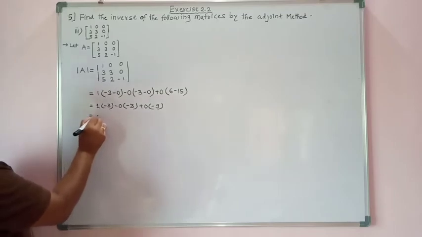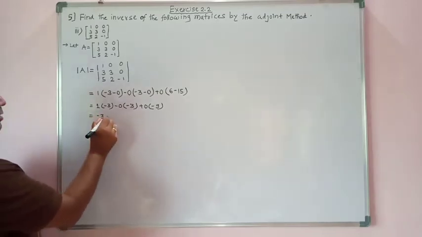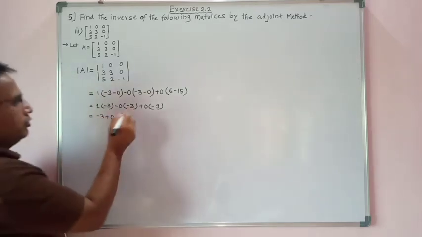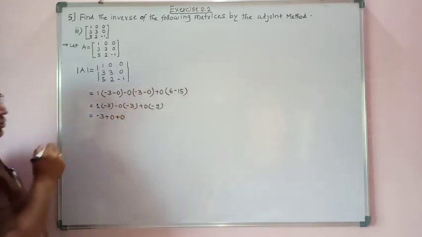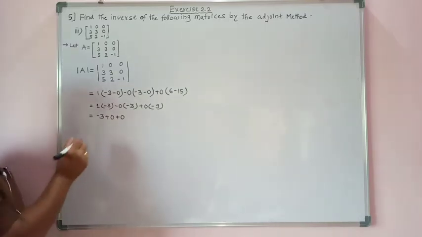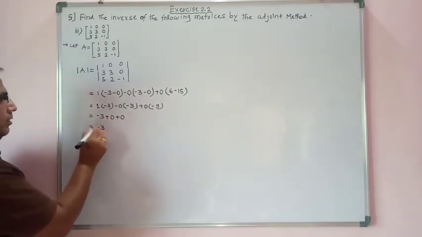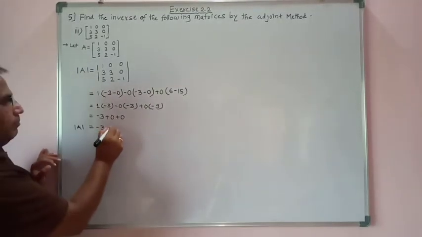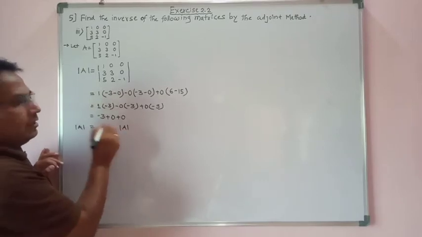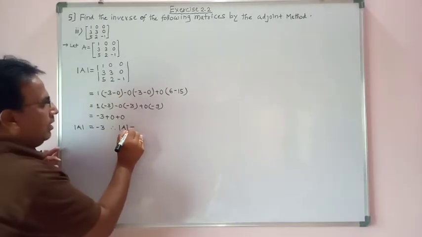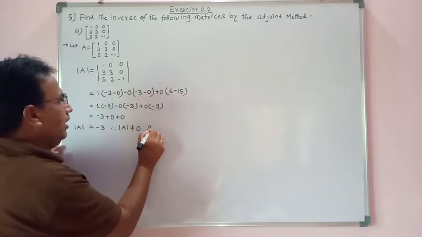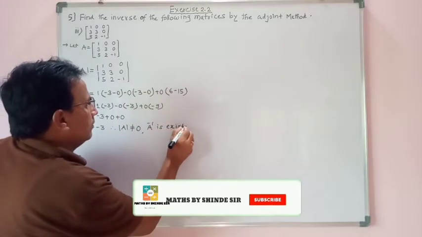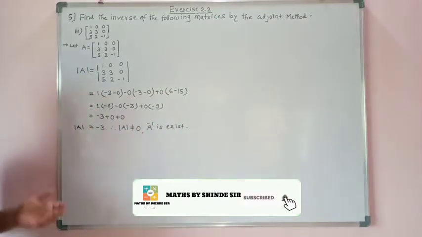Therefore, 1 into minus 3 is minus 3. Minus 0 into minus 3 is 0. 0 into minus 9 is 0. Minus 3 plus 0 is minus 3. The value of determinant A is minus 3. Therefore, determinant A is not equal to 0, so A inverse exists.